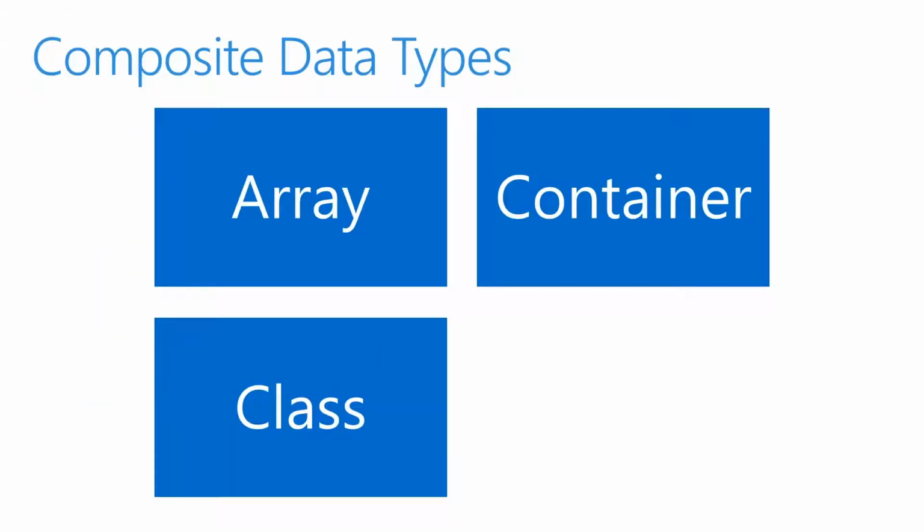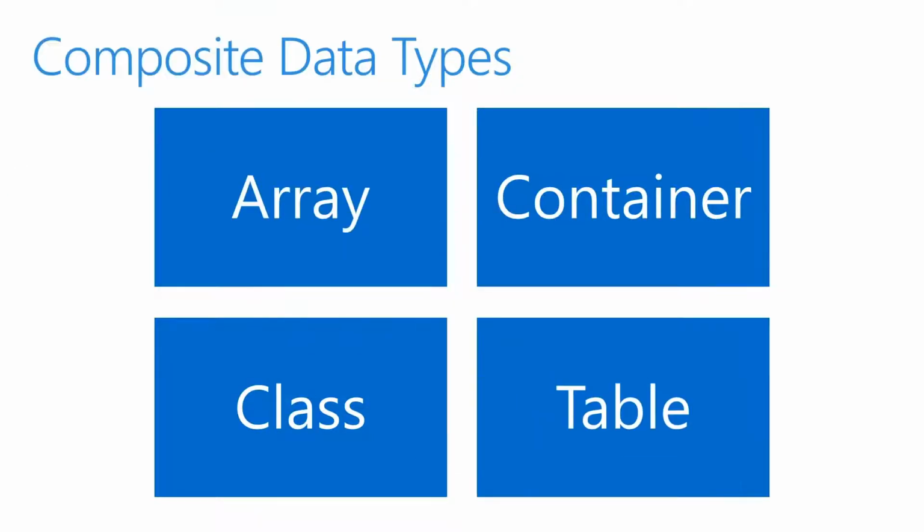A class is a type definition that describes both variables and methods for instances of the class. And lastly, a table is defined in the database and can be handled as class definitions.